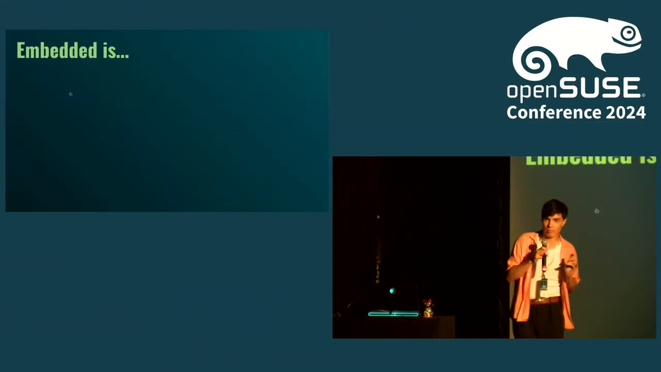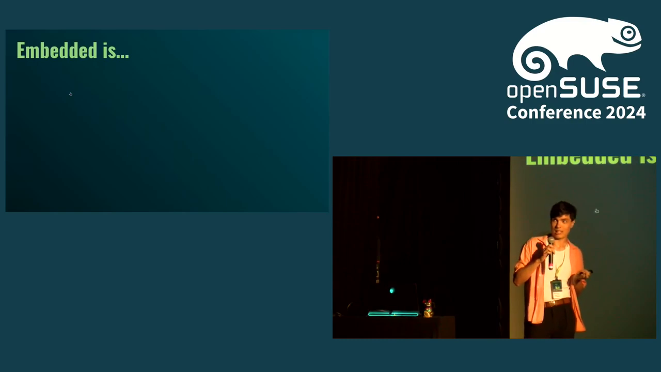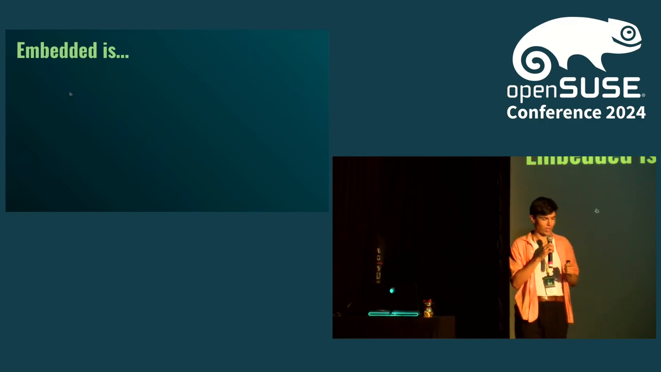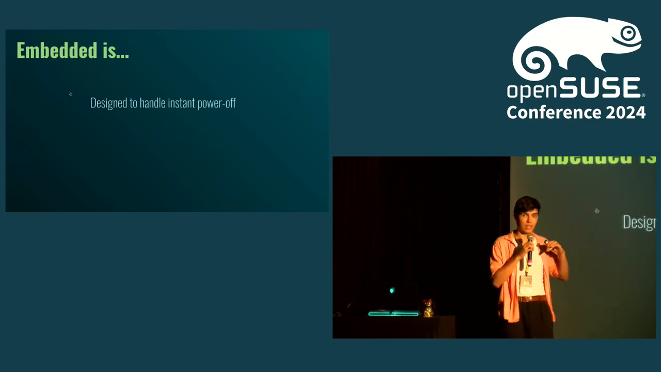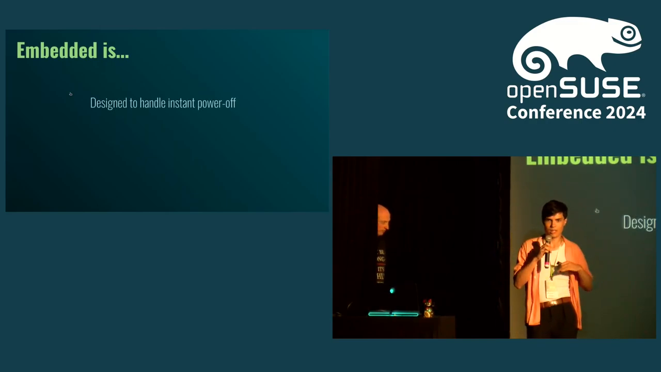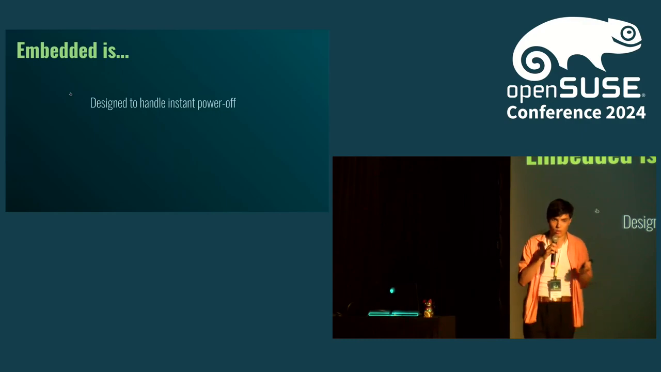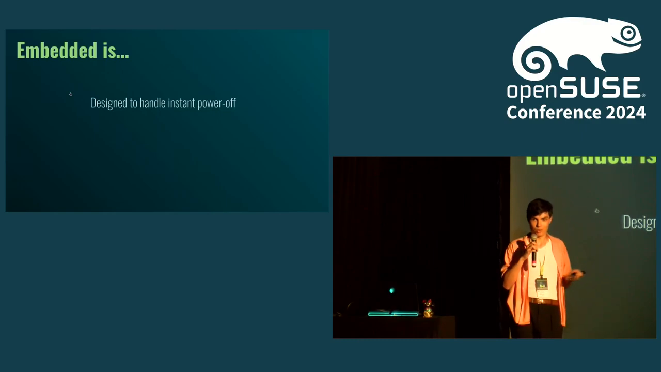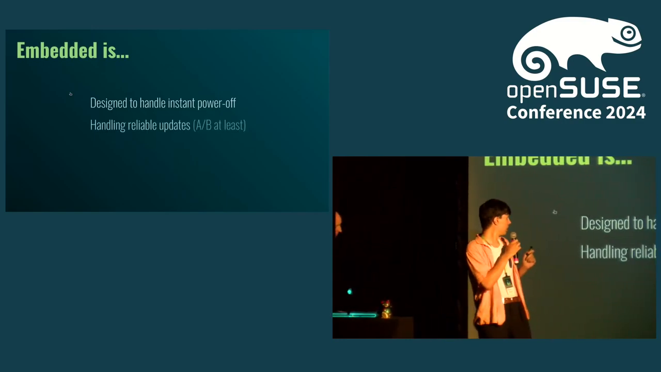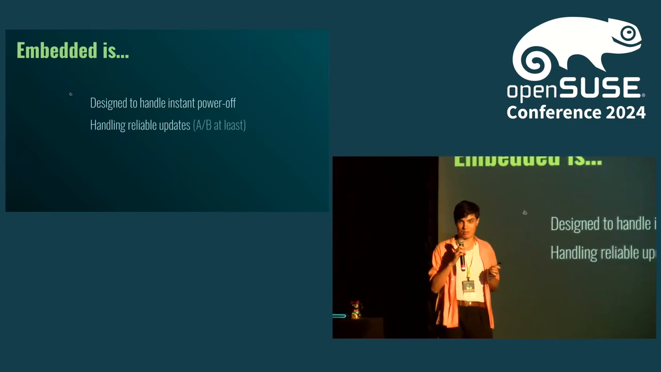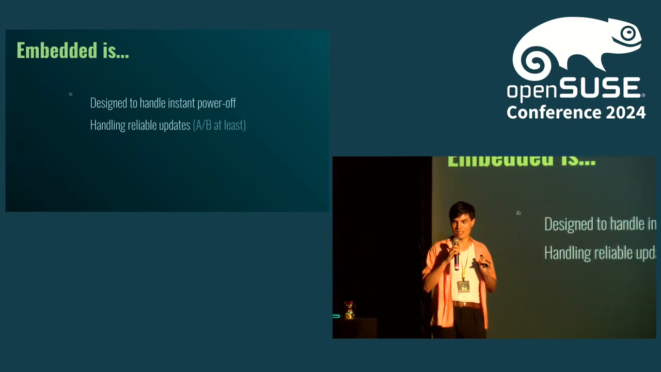So in embedded, one of the main problems is the end user usually doesn't even know that we exist. It's just running somewhere under the hood. So we have to deal with stuff like instant power offs. We can't rely on a graceful shutdown, because if the user pulls the plug or turns off their car, we're just dead, and then we have to recover from that on next boot. We also need reliable updates, because if the user doesn't know we exist, they just see, oh, my car doesn't turn on anymore, and they have no way of fixing this.